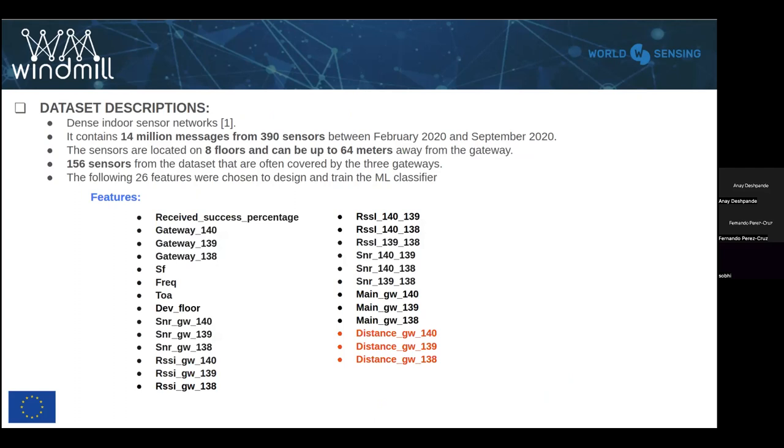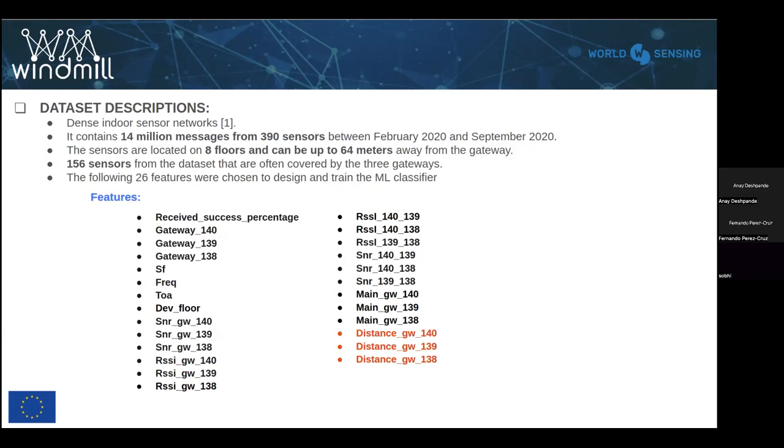At this time, we are using a real data set. It's an indoor real data set collected from a building consisting of 80 floors. It has 14 million messages from about 390 sensors, over a duration of about 6 months.